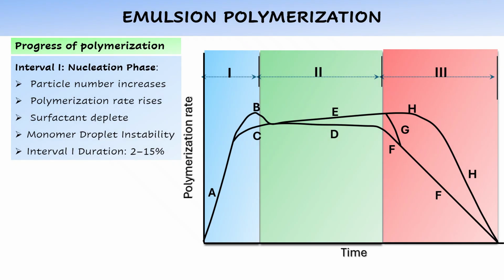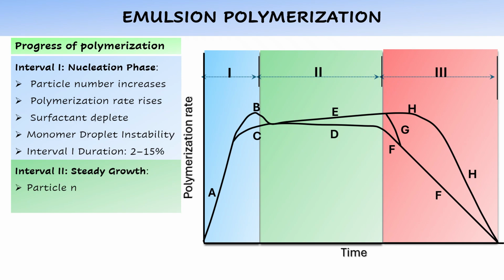Interval 2 is the steady growth period. Here the particle number is constant. Monomer droplets are still present, acting as reservoirs to keep the concentration inside the particle stable. This results in a constant high rate of polymerization. It is during this phase that the gel effect often emerges, where the high viscosity inside the particles slows down termination, leading to very high molar mass.